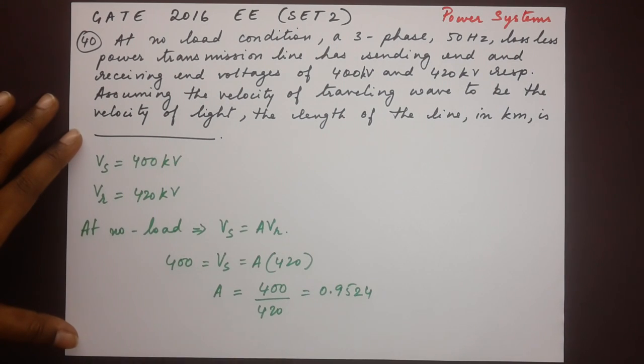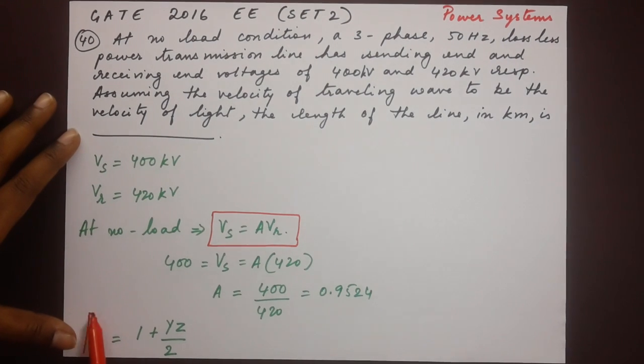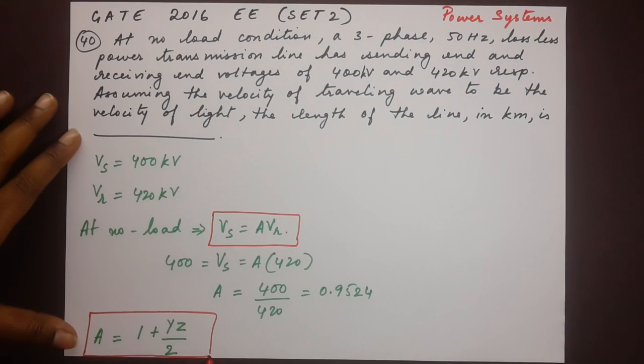So now we can write down the equation for A. When we are talking about no load condition and transmission line, A has a formula which is 1 plus yz divided by 2. The admittance times impedance divided by 2 plus 1 will give you what A is. So these are a few relations that are important and you will have to remember. So A is a constant with respect to the impedance and admittance.